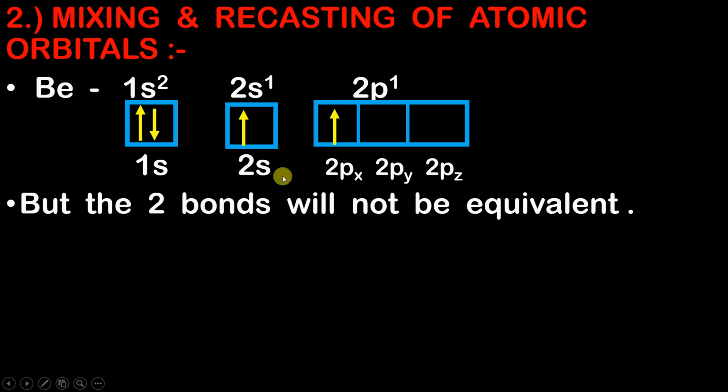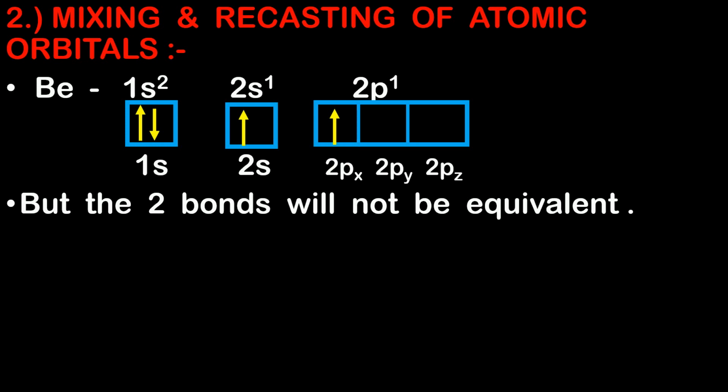The 2 bonds will not be equivalent. See, the bond formed by the electron which is present in the 2s orbital will not be equal to the bond formed by the electron which is present in the 2px orbital. Why is it not equal? Because obviously the 2s orbital is not the same as the 2px orbital. There is an energy difference, and there are certain properties that are different.